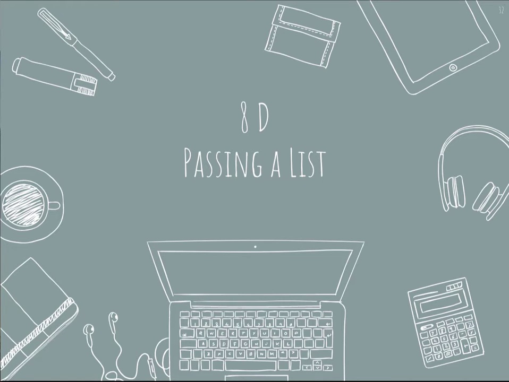This is section 8D, passing a list. You'll often find that it's useful to pass a list to a function, whether it's a list of names, numbers, or more complex objects such as dictionaries. When you pass a list to a function, the function gets direct access to the contents of the list. Let's use functions to make working with lists a little bit more efficient.